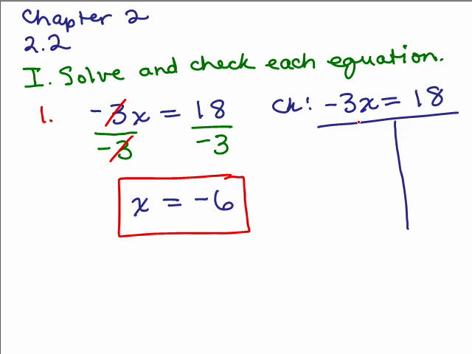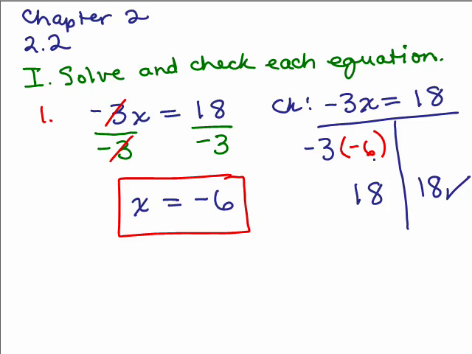And then we have to check it. Now to check it, you're only doing order of operations after you plug in the value for the variable. So since x is negative 6, we plug that in. And negative 3 times negative 6 is 18. So I'm just simplifying the left-hand side. Now I'm going to do the right-hand side. There is nothing except an 18, so there's nothing to simplify. It's already simplified. And I've got the same number on both sides.